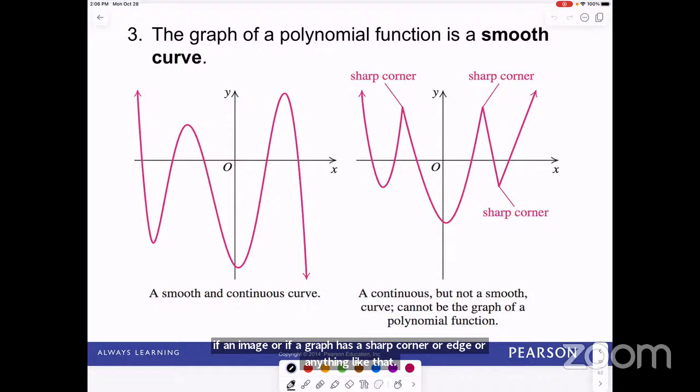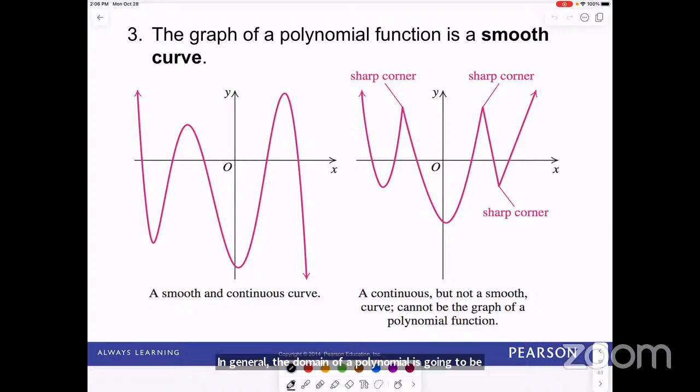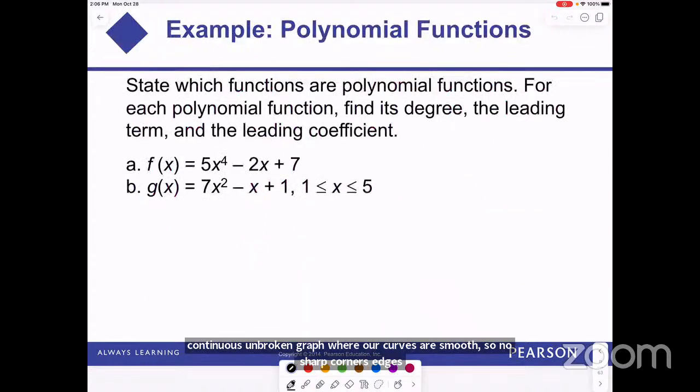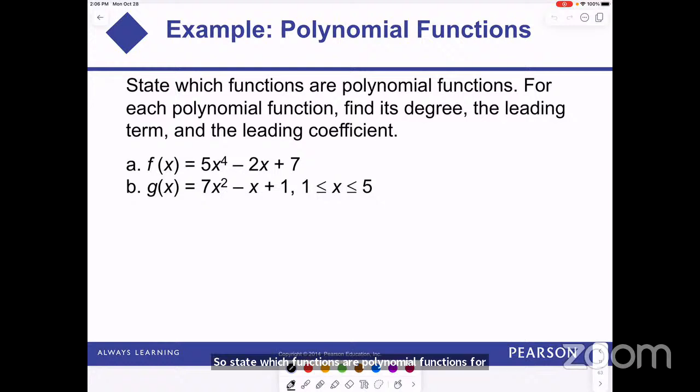Okay. So again, the main takeaway from these 3 properties, in general, the domain of a polynomial is going to be all reals. The graph of a polynomial is going to be a continuous unbroken curve, where our curves are smooth, so no sharp corners, edges, or anything of that nature, or holes or gaps or breaks. So state which functions are polynomial functions. For each polynomial function, find the degree, the leading term, and the leading coefficient.